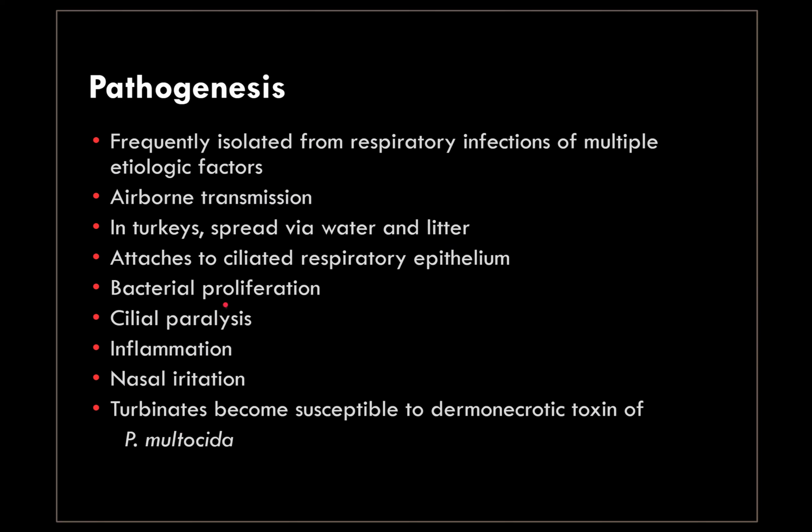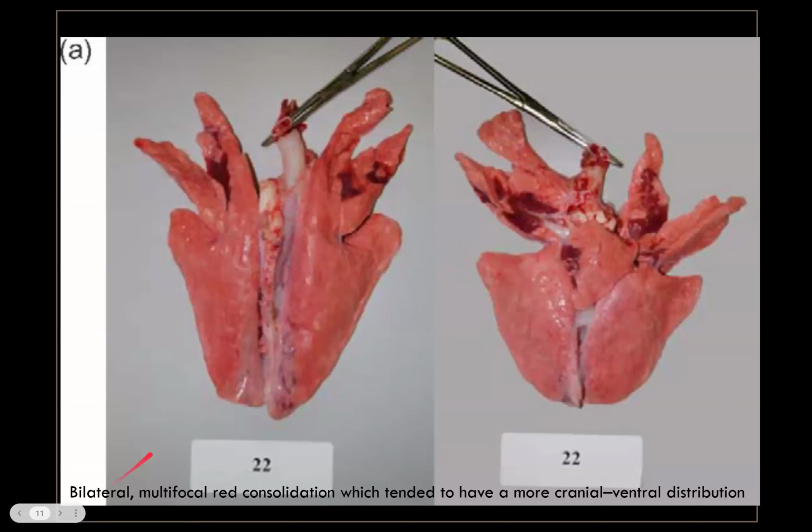So the pathogenesis is that the bacteria will attach to the ciliated respiratory epithelium. It will proliferate and it will cause cilial paralysis. Eventually, there will be the development of inflammation, nasal irritation, and the turbinates eventually will become susceptible to the dermonecrotic toxin of your Pasteurella multocida.